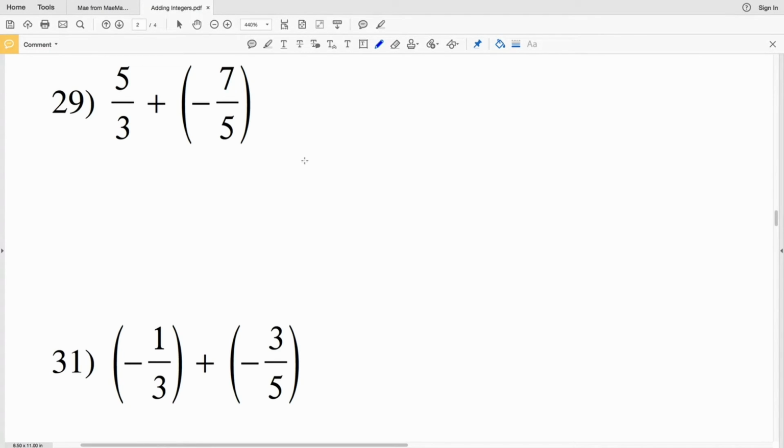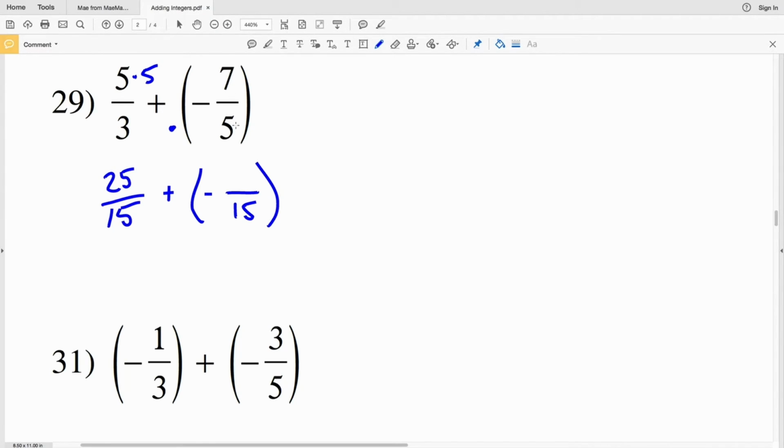We know that when we add fractions, we have to find a common denominator first. So this is 5/3 plus -7/5. Let's go ahead and find this common denominator. The easiest way to find the common denominator is just by multiplying the denominators together. So 3 times 5 is going to be 15. But we also have to convert the numerators as well. To get from 3 to 15, we multiplied by 5. So we're going to do 5 times 5 to get 25.